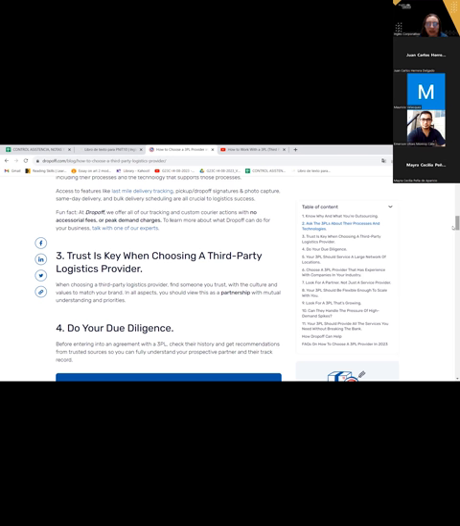Right? It says trust is key when choosing a third party. If you don't trust the company, you're not going to do business with them, right? Or if you trust the company but other people think it's bad or they have bad reviews, you shouldn't be doing business, right? So trust is important, right? What is your gut telling you about them? And Jonathan, if you could help us with number four, please.